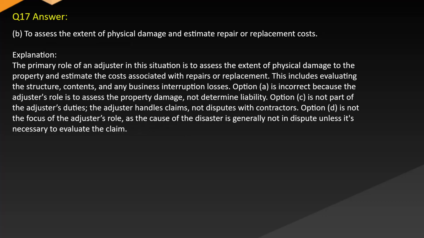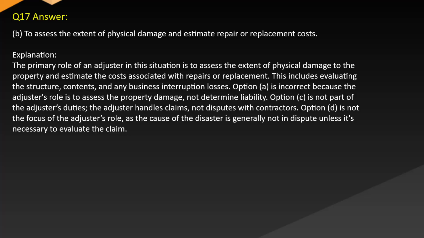Answer B. To assess the extent of physical damage and estimate repair or replacement costs. Explanation: the primary role of an adjuster in this situation is to assess the extent of physical damage to the property and estimate the costs associated with repairs or replacement. This includes evaluating the structure, contents, and any business interruption losses.